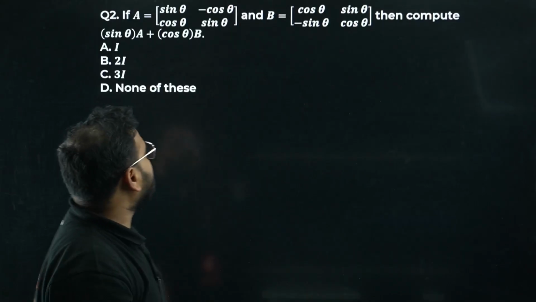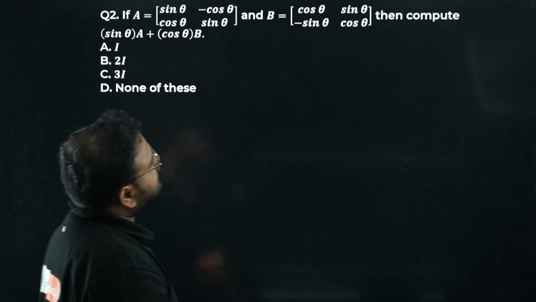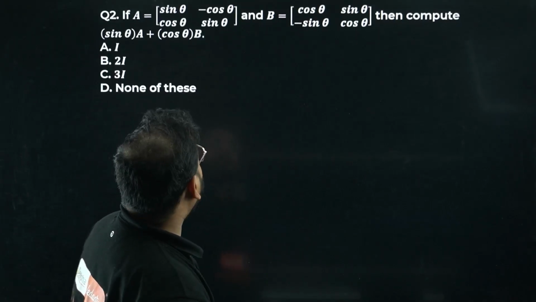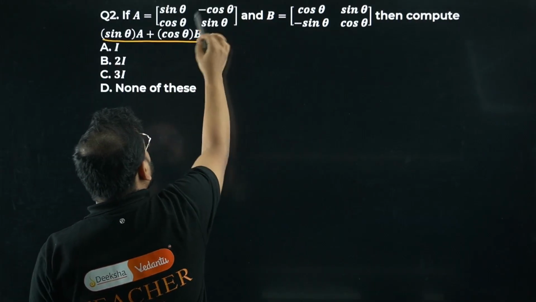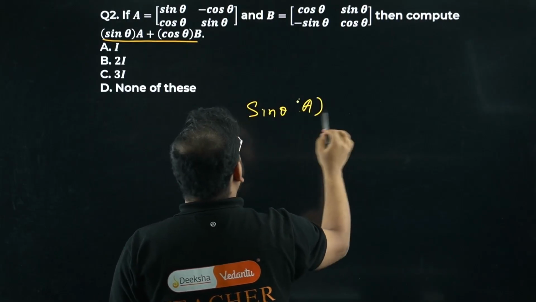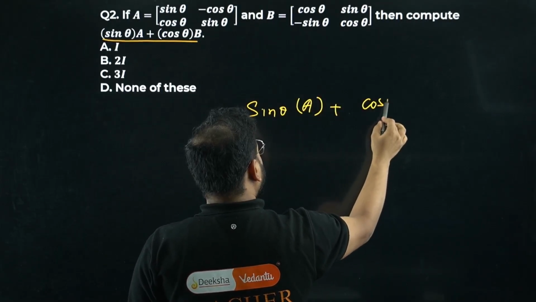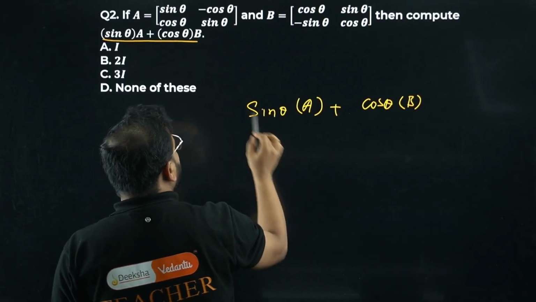Second question, if A equals sin theta, minus cos theta in the first row, cos theta, sin theta in the second row, and B is cos theta, sin theta, like that, then compute this value. What I have: sin theta multiplied to matrix A, plus cos theta to matrix B. Let's just do that quickly. Sin theta with the matrix A.